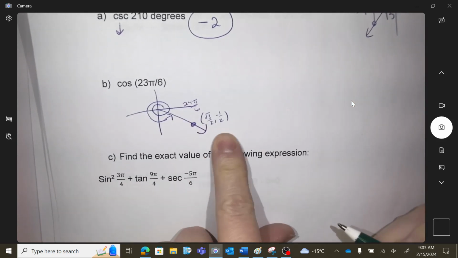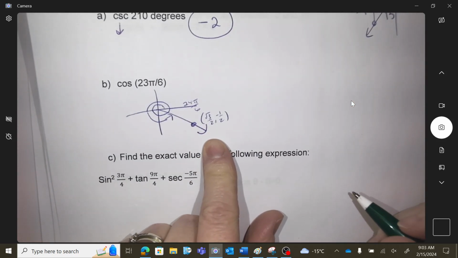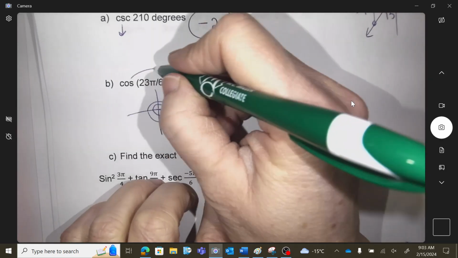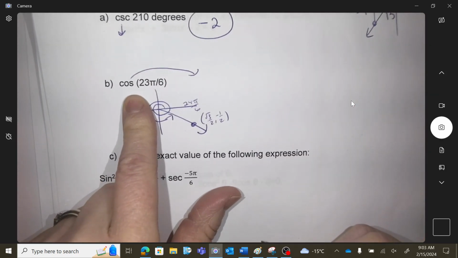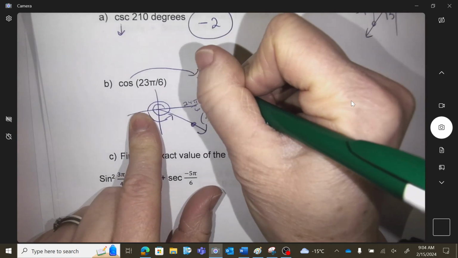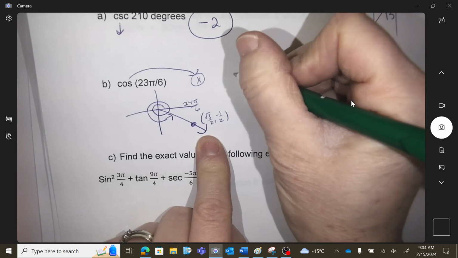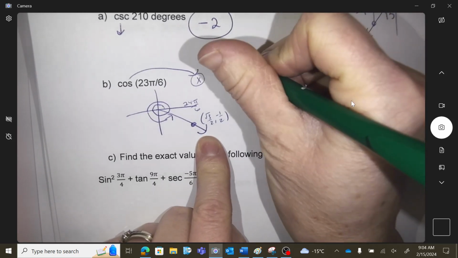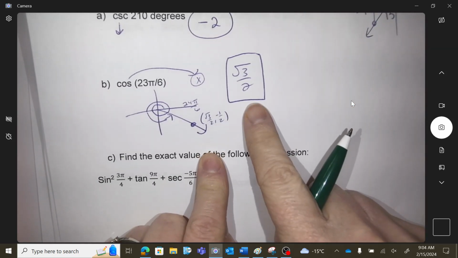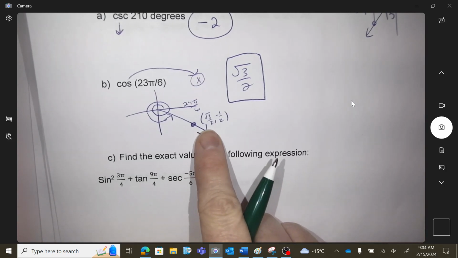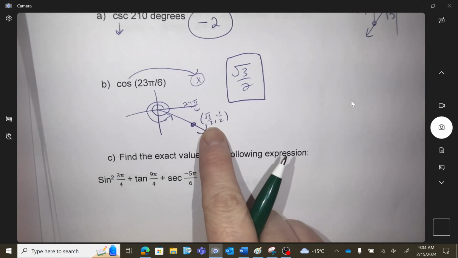Okay, so this is what your eyes should be looking at. So what do we do? What does cos say to do? Take the x value. So my answer is the x value. Okay, so that's what my eyes were doing, looking at the x value.